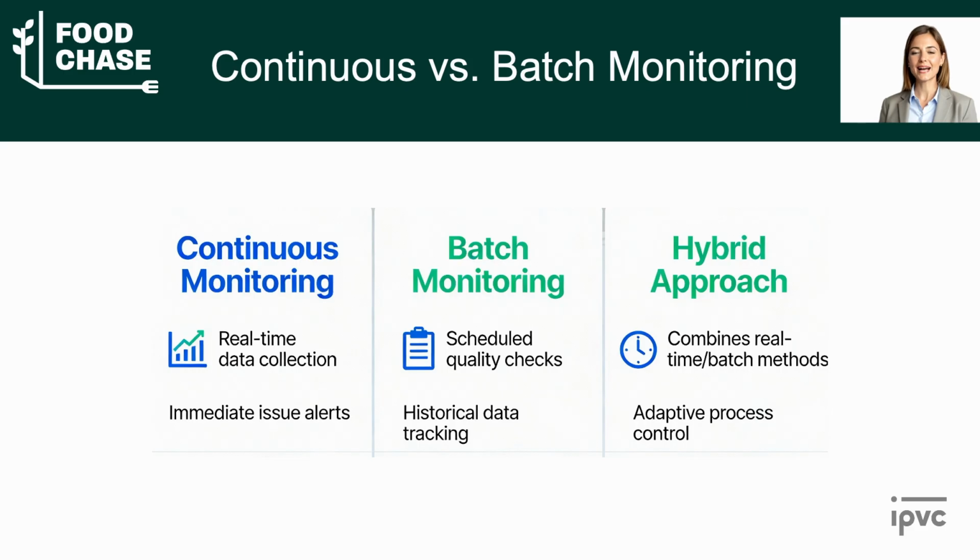The key is to match the monitoring frequency to the rate at which the process can change and the consequence of missing a deviation. A pasteurizer needs continuous monitoring because a 1-degree drop in temperature could affect thousands of liters in minutes. A cold room holding finished product can be checked manually daily because the environment changes slowly.